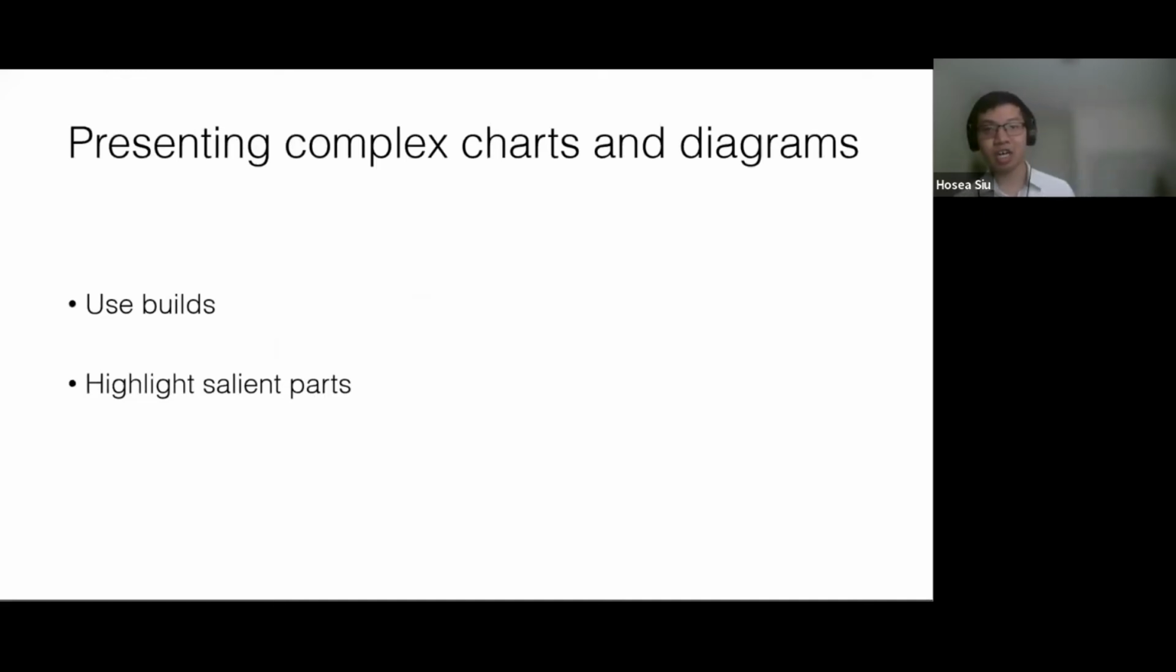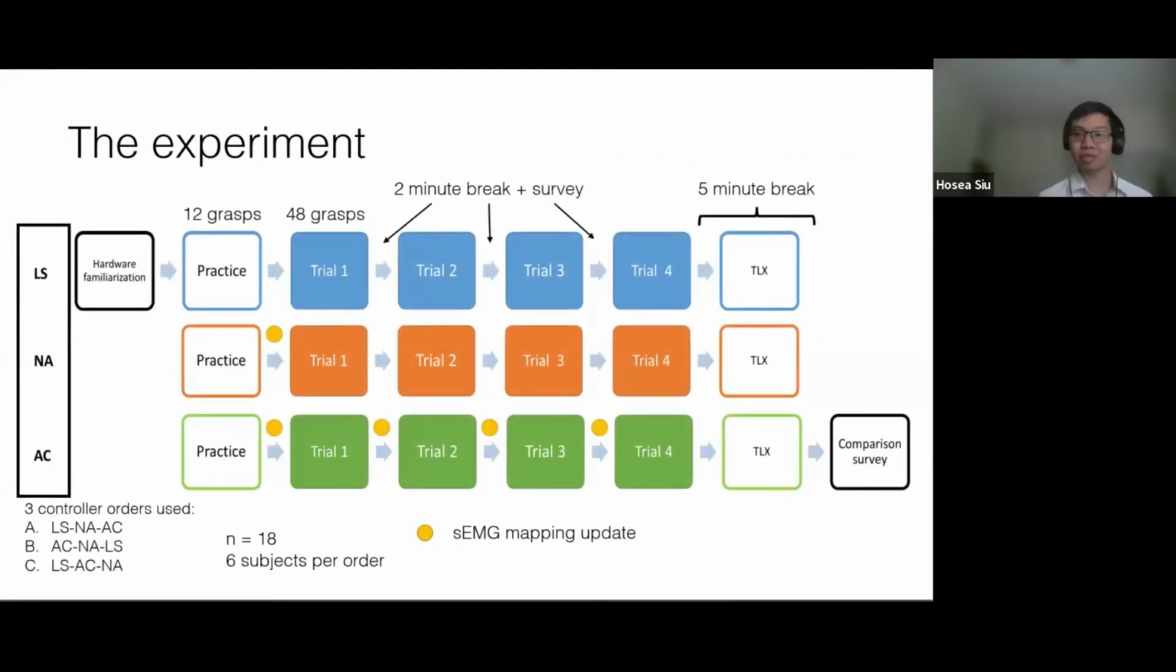Now, how do we present complex charts and diagrams? Because those will come up. My recommendations are to use builds and to highlight salient parts. Here's an example. This is a slide we want to build to, and there's a lot of stuff going on, but it isn't necessarily more complicated than some of the diagrams you might put up in your presentations. So I'm presenting this slide to you completely out of context, so don't worry about the technical content of the slide, but just focus on how the slide builds.